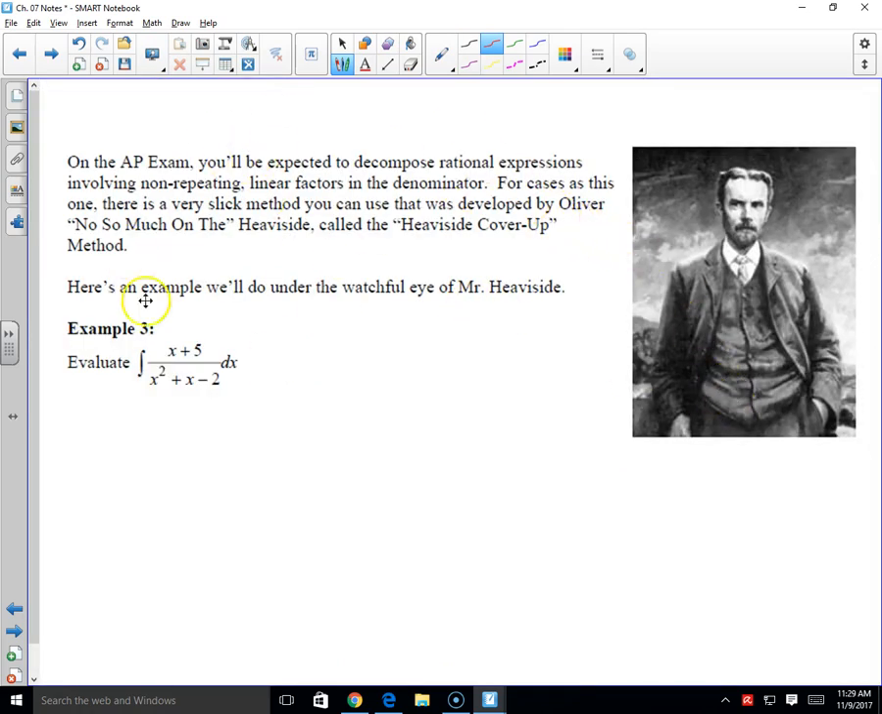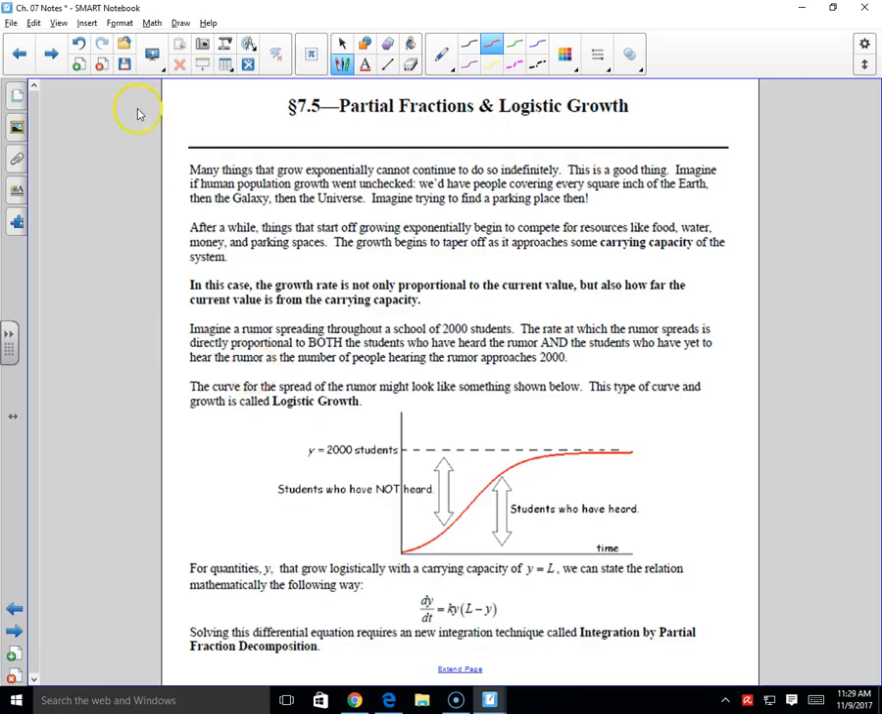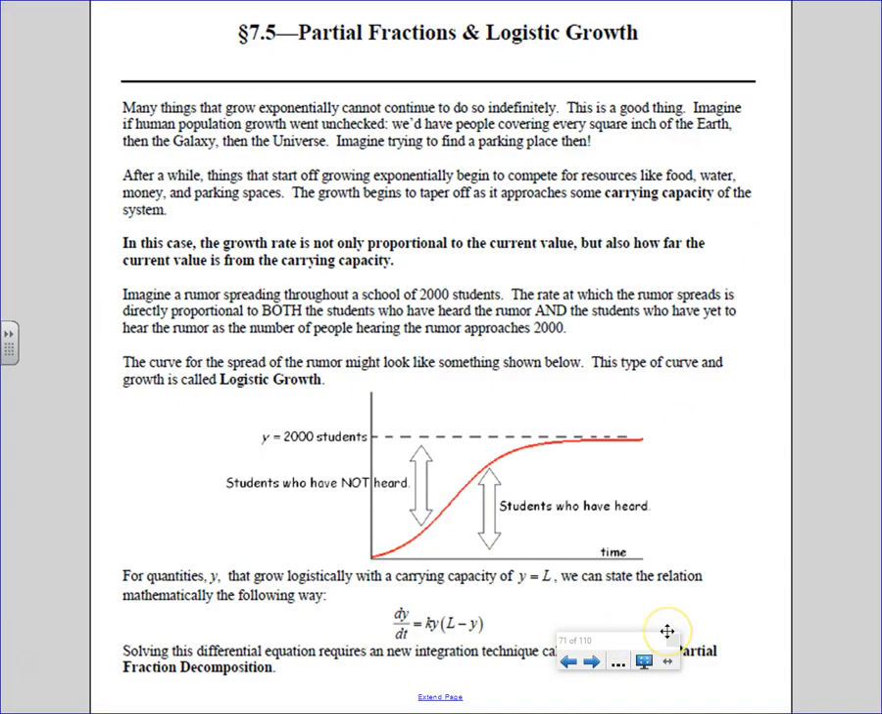Anyway, he came up with the whole idea of the cover-up. We're not going to do another one, and you don't need to write all this down. But it's time for us to transition to logistic growth, or logistic functions. We've done the partial fraction part, now it's time for logistic growth. So go ahead and in your notes write logistic growth. We're done with partial fractions for a while, until homework. I have a question. We already kind of talked about this idea yesterday in our book, something very similar.